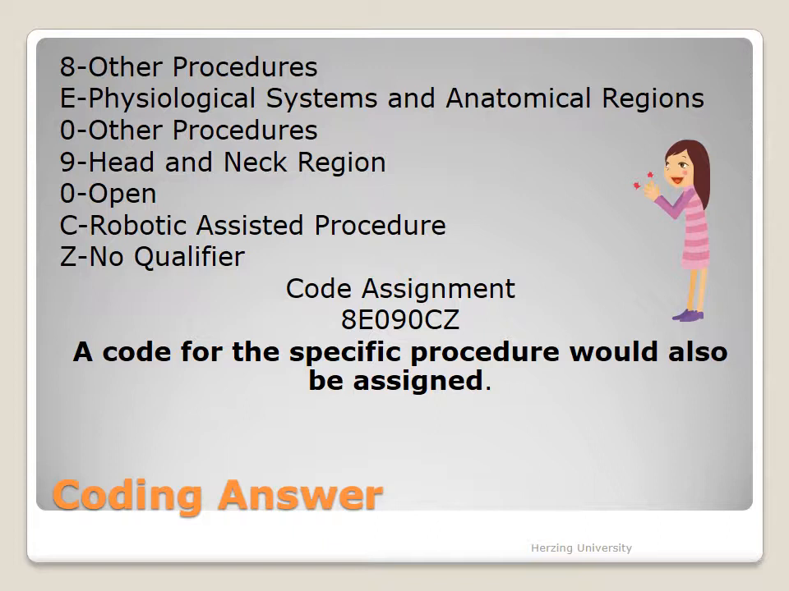8E090CZ. 8, other procedures. E, physiological systems and anatomical regions. 0, for other procedures. 9, the head and neck region. 0, it was an open procedure. C, robotic assisted procedure. And then Z, no qualifier. I hope you all were able to get that answer.